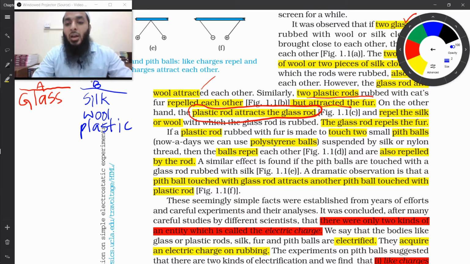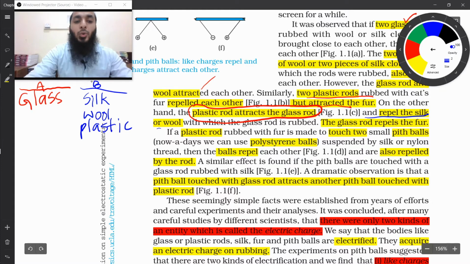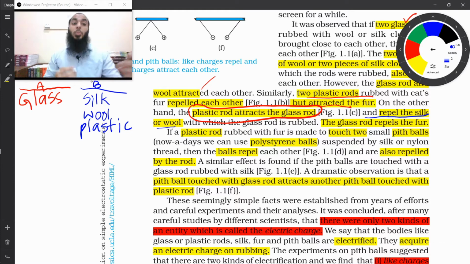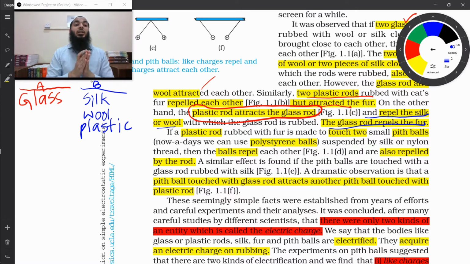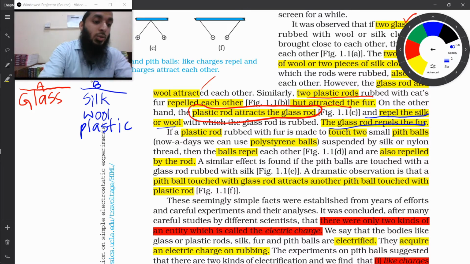And plastic repels the silk or wool. Obviously, because they are in the same team, they will repel each other. Like charges repel. With which the glass rod is rubbed, the glass rod repels the fur. Again, that's a clear indication that the glass rod and fur have attained the same kind of charge. So glass rod and fur will be in the same team.